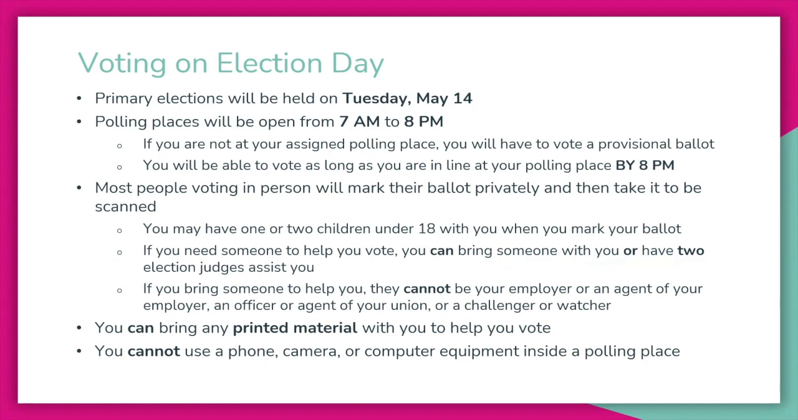Most people voting in person will mark their ballot privately and then take it to be scanned. You may have 1 or 2 children under the age of 18 with you when you mark your ballot. If you need someone to help you vote, you can bring someone or have 2 election judges assist you. If you bring someone to help you, they cannot be your employer or an agent of your employer, an officer or agent of your union, or a challenger or watcher.